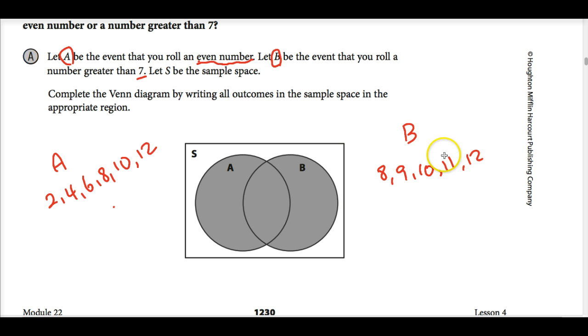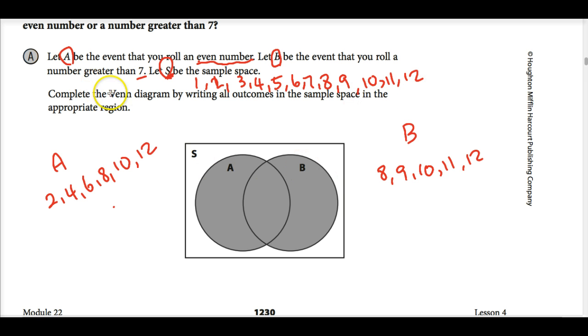Okay. So then let's see. S is the sample space. So S means what? Pretty much everything, numbers 1 through 12. Okay, let me write it. 1, 2, 3, 4, 5, 6, 7, 8, 9, 10, 11, and 12.